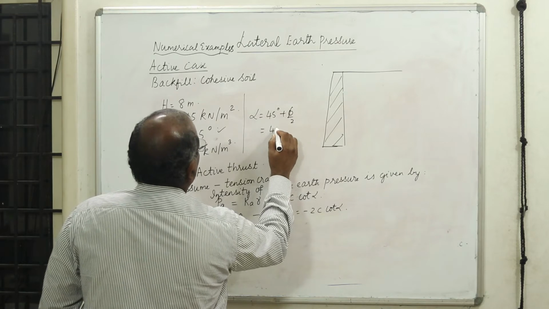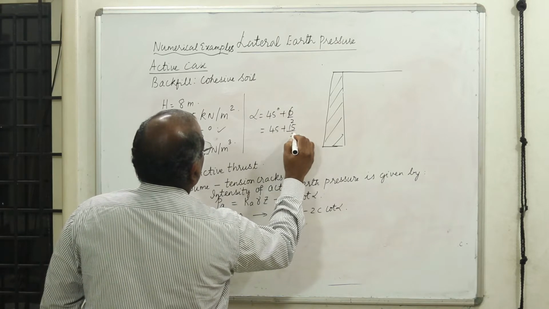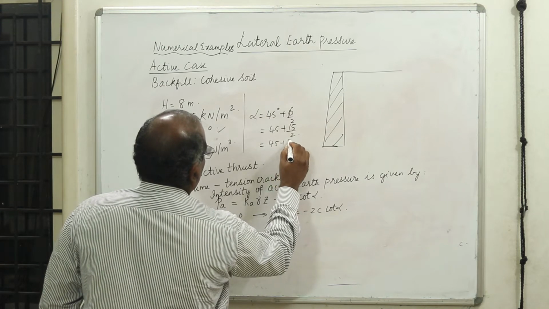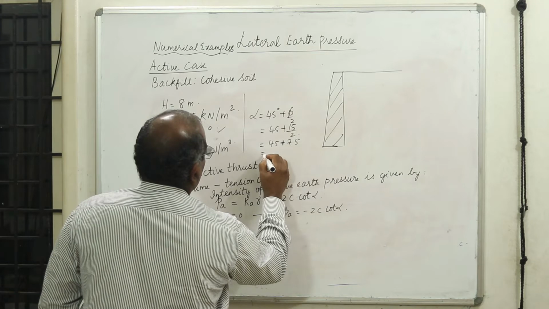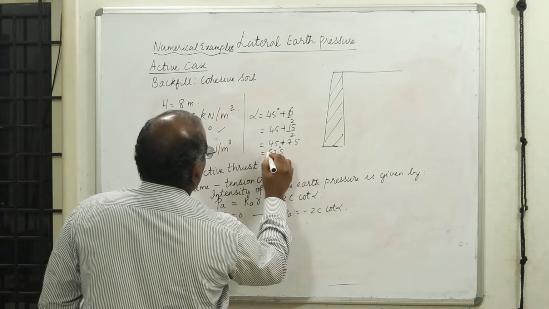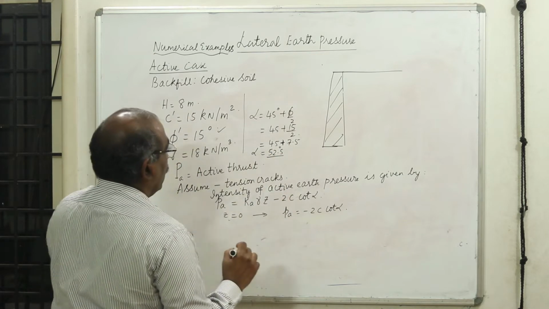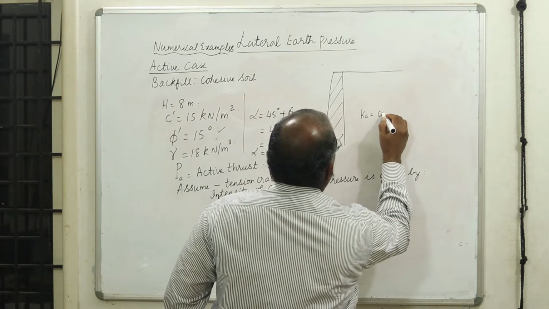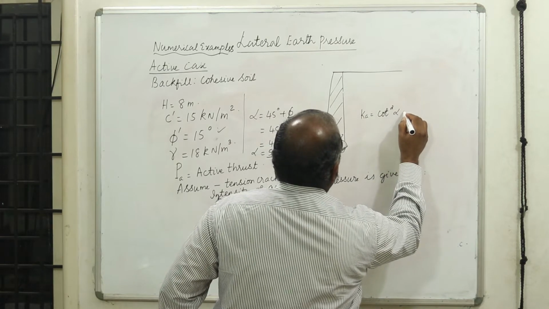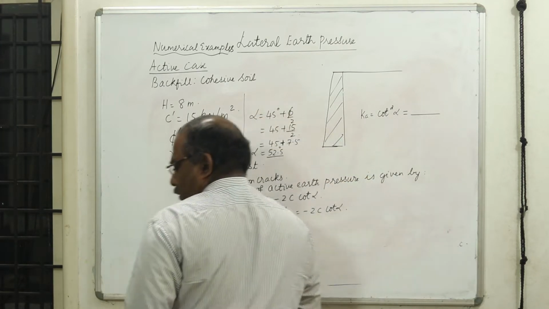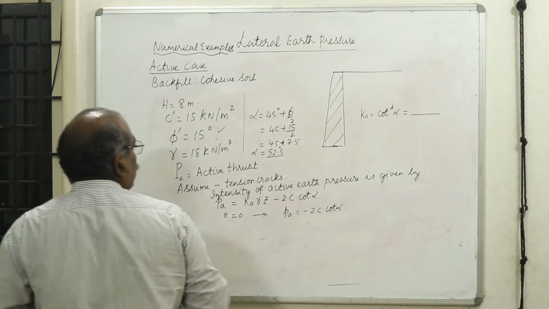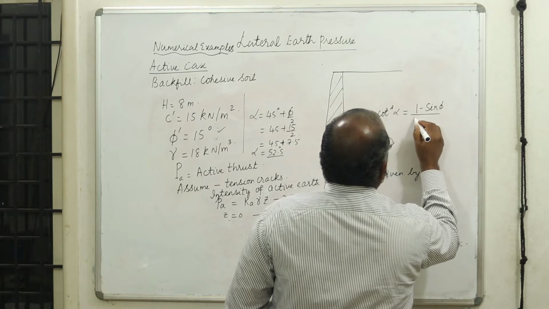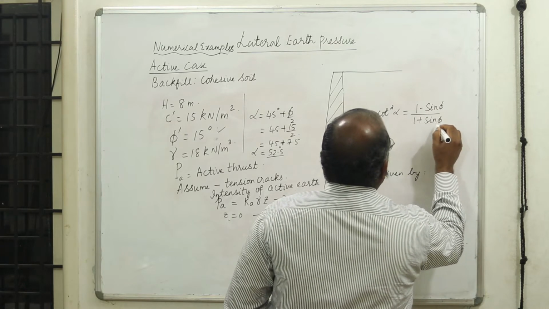Phi is 15, therefore it is 45 plus 7.5, which becomes 52.5 degrees. Now you have got this alpha, and you also have to find out what is Ka. Ka is equal to cot square alpha. You find out what this value is. I have calculated cot square alpha. Either you can find it as cot square alpha, which is equal to 1 minus sin phi by 1 plus sin phi. Either way you can find out.